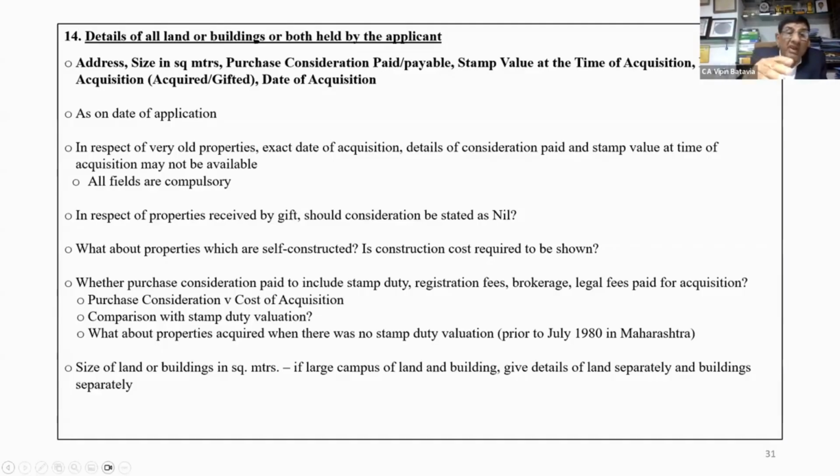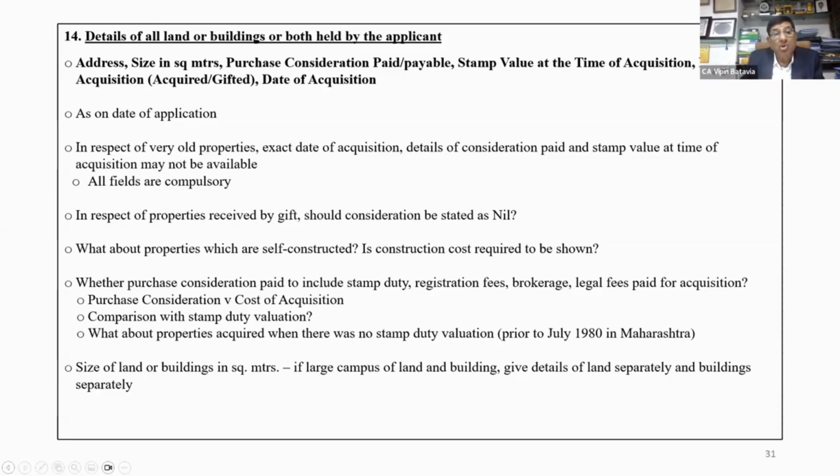Now, what is the value if you have received the property as a donation or gift? The institute's guidance says you can pass the entry at rupee 1 or any nominal value and bring it to the books. That value can be given, and you can give a note on it: this asset has been received by the trust as a gift in such and such year, and those details can be given. But stamp value is really, in some cases, not possible.